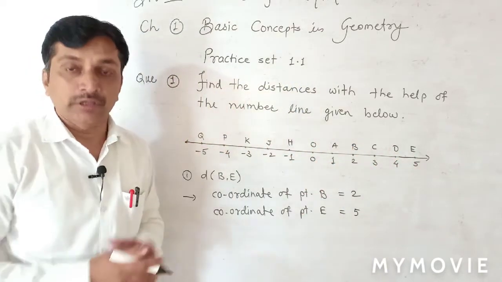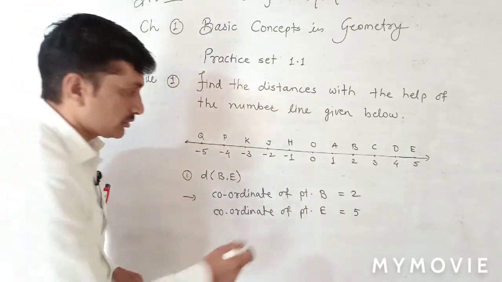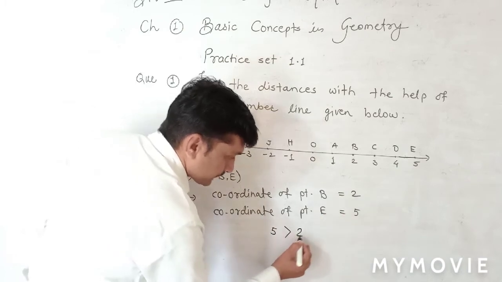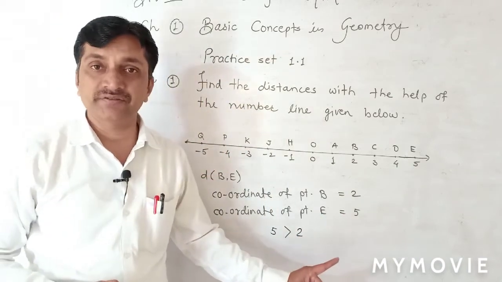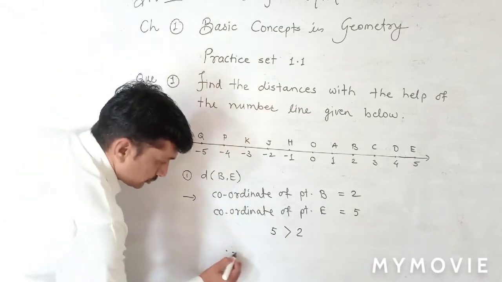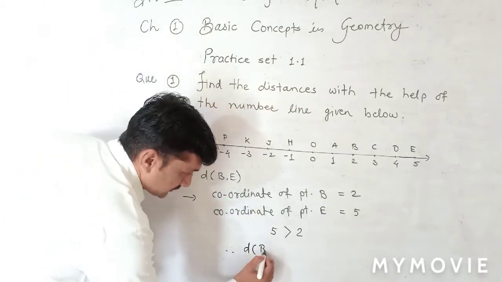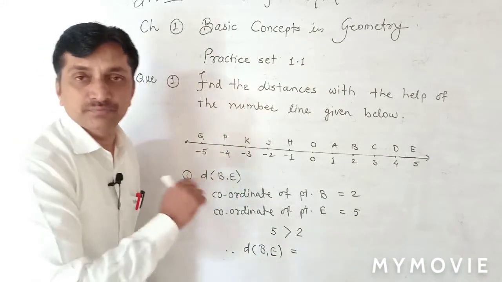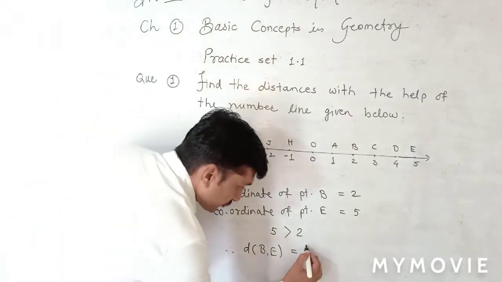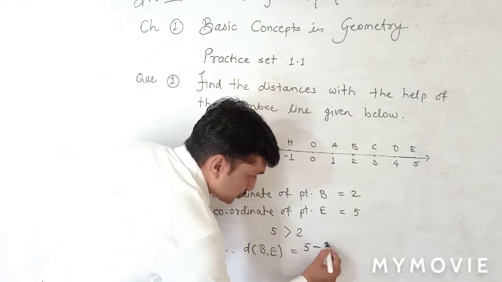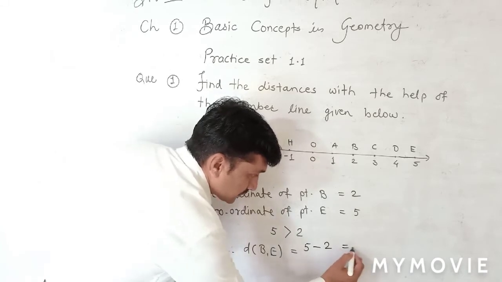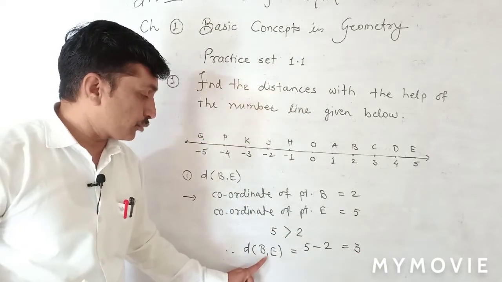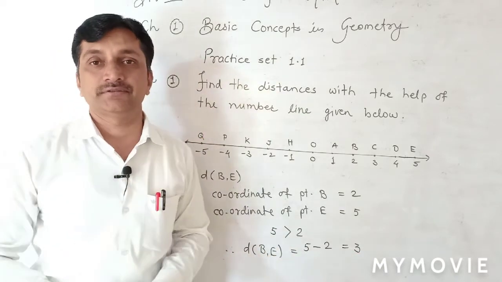We got both. Now you compare them, bigger and smaller. What is bigger? 5 is greater than 2. 5 is bigger than 2. Therefore now the distance BE is equal to bigger coordinate minus smaller coordinate. The bigger coordinate is 5 minus the smaller coordinate 2, and the subtraction is 3. We got the distance. 3 is the distance between points B and E.